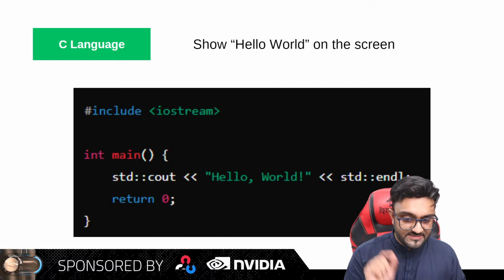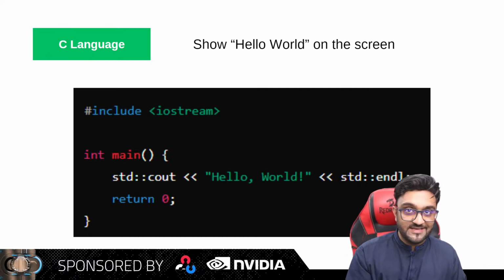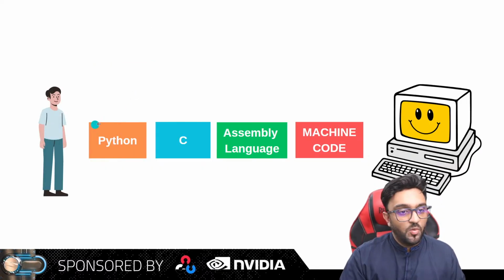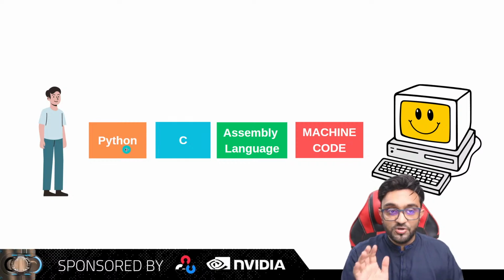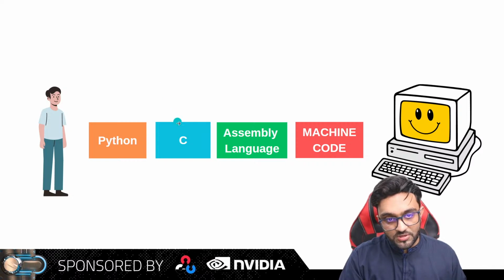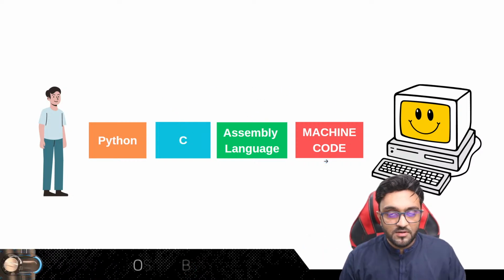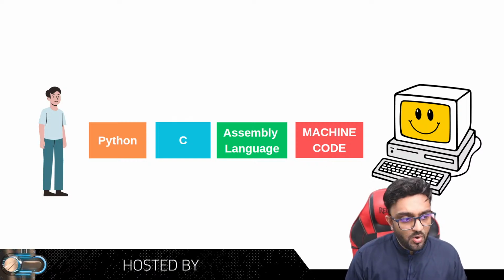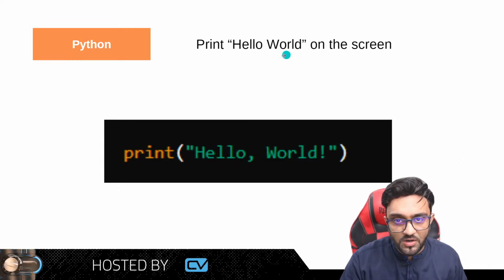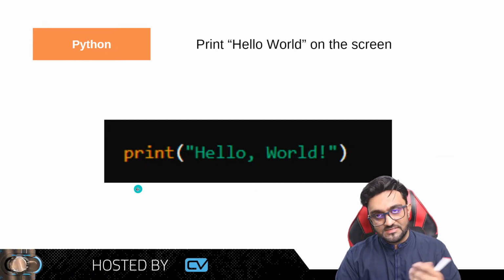But then still, a lot of you will say it's still difficult and it's still not as easy as English, right? So then we bring up another translator, which is Python. So now you see the level at which Python resides. You have Python, which will convert to C, C to assembly, assembly to machine code. That's the hierarchy. So what if we wanted to write hello world on the screen using Python? And this is the answer.